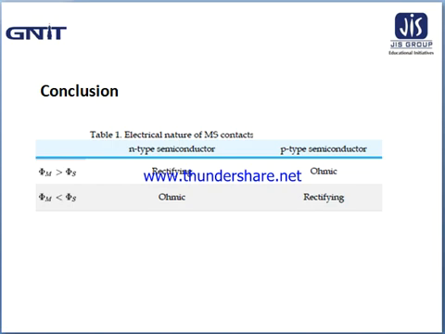Similarly, this was for N type semiconductor. But if we consider a metal and P type semiconductor, then if phi m is greater than phi s, the metal semiconductor contact will be an ohmic contact, and a rectifying Schottky contact is formed when phi m is less than phi s, and this is shown in the table.